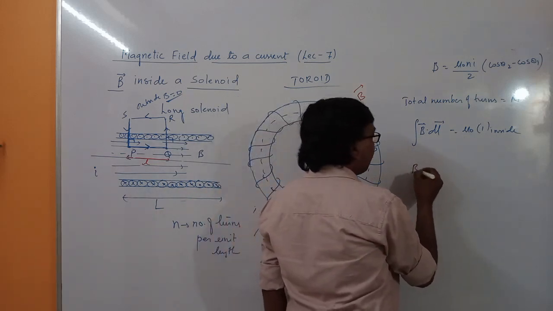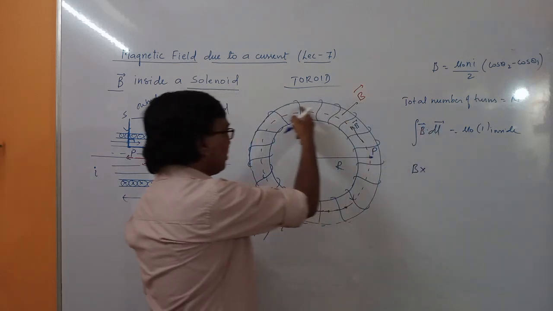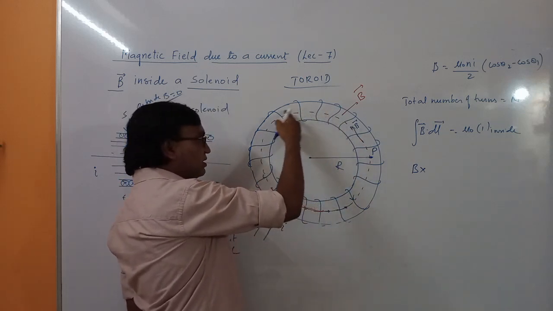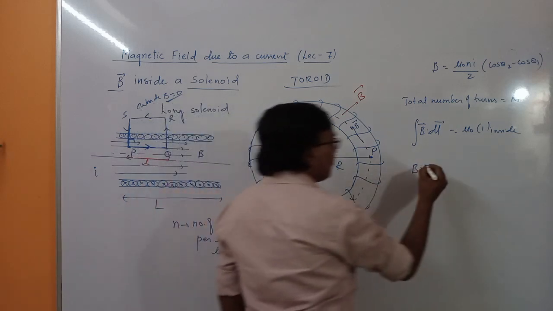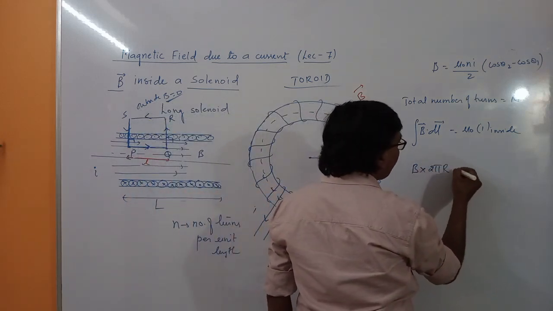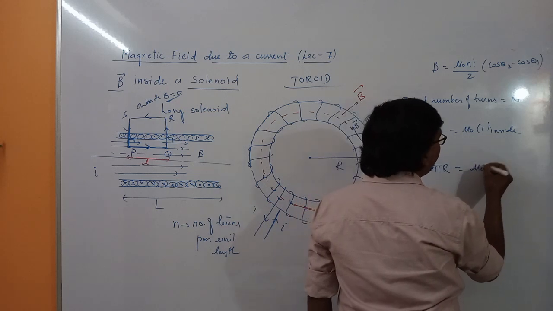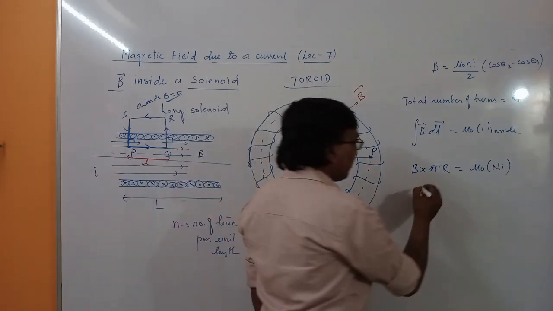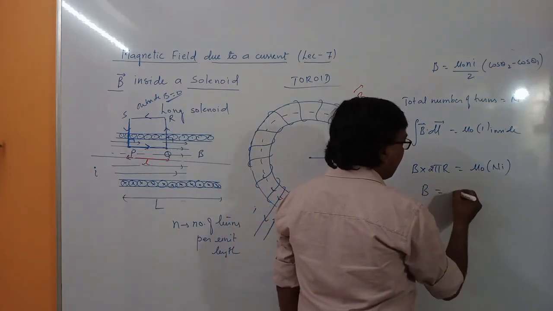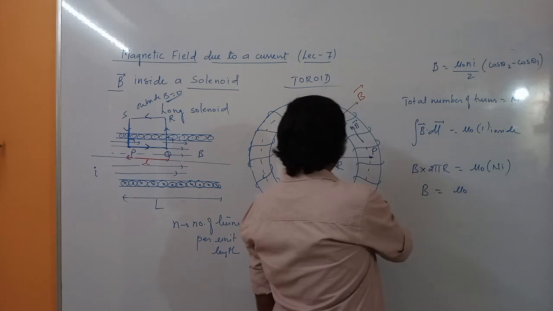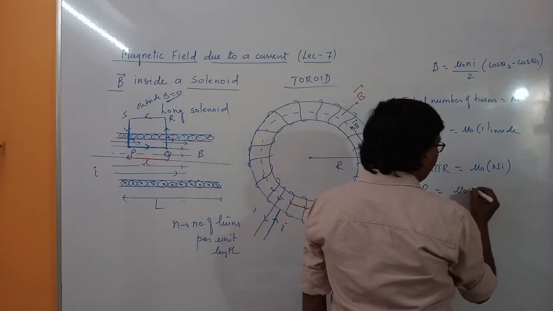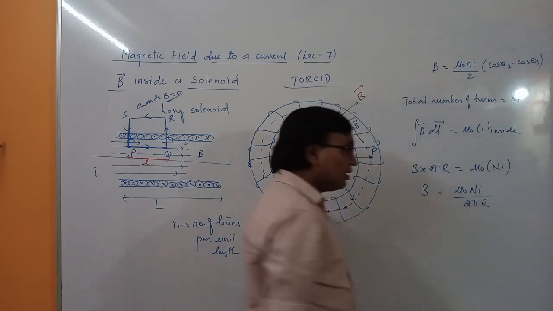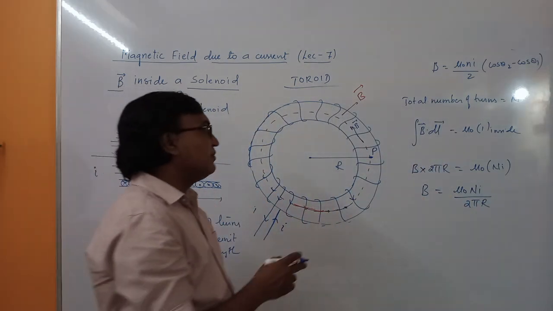So integral B dl is B into dl. So dl will be the length of this Ampere's loop. So the length of the Ampere's loop will be 2 pi r. That is equal to mu naught into total current, which is N into I. So the magnetic field inside a toroid at a distance of r from the center of the toroid will be mu naught N I by 2 pi r.